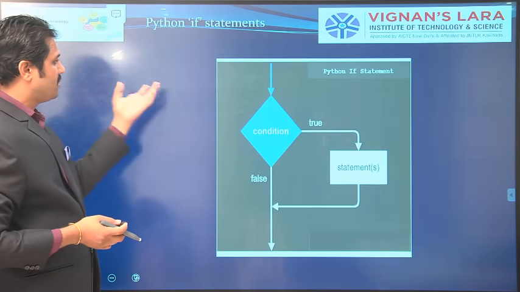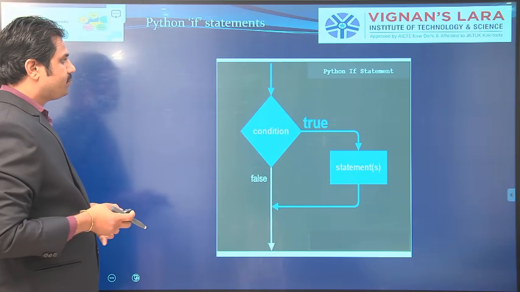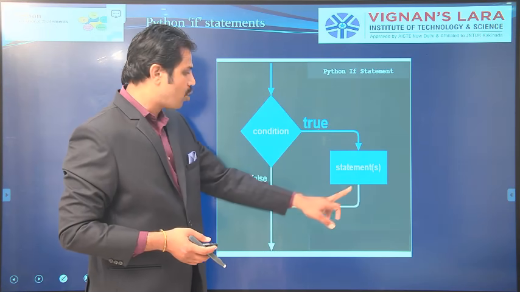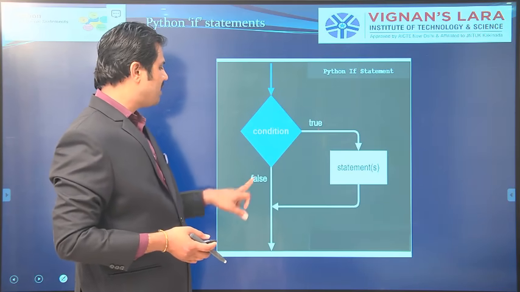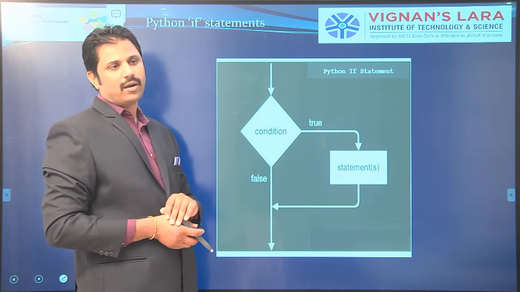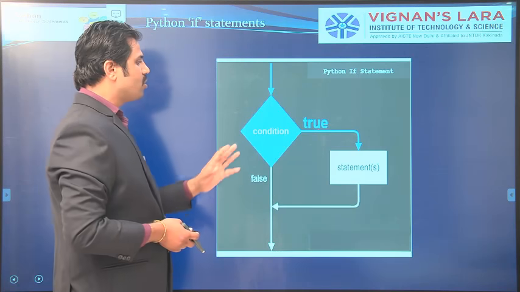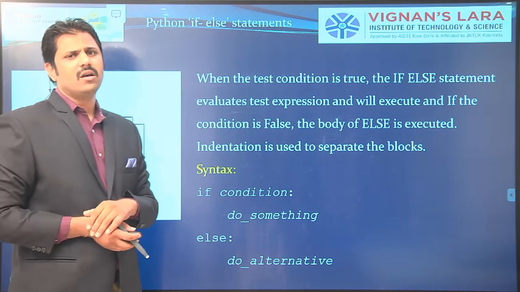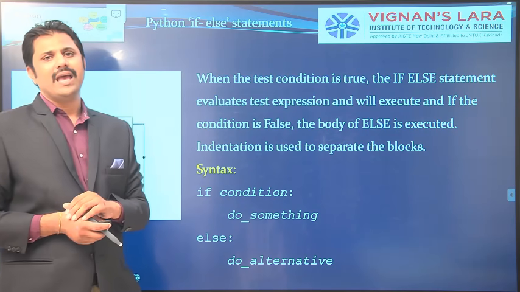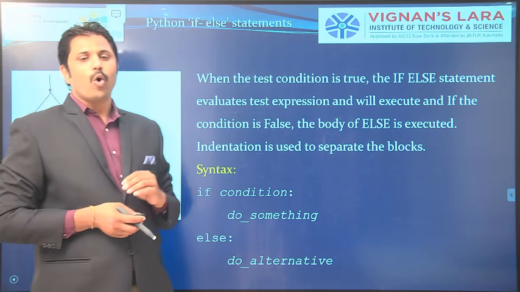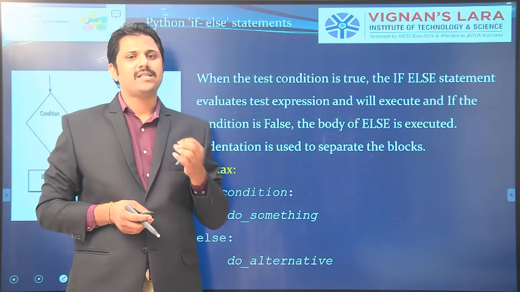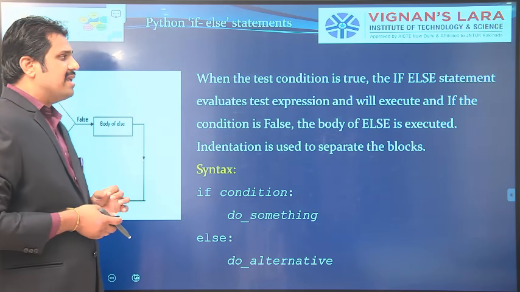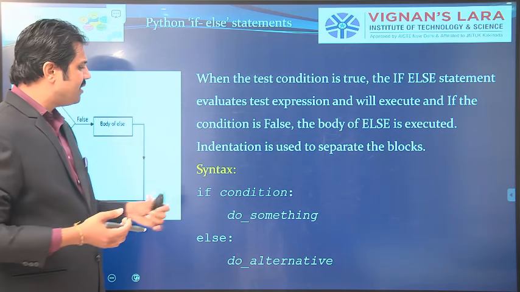Next, let us see this. So here is condition checking. If the condition is true, the statements are going to be executed and it comes down. If the condition is false, it will go directly, no need to go to these statements. So this is the representation we have. Next, the next concept is if else. If else is the same as in your C programming and other programming languages. Let us see this syntax.